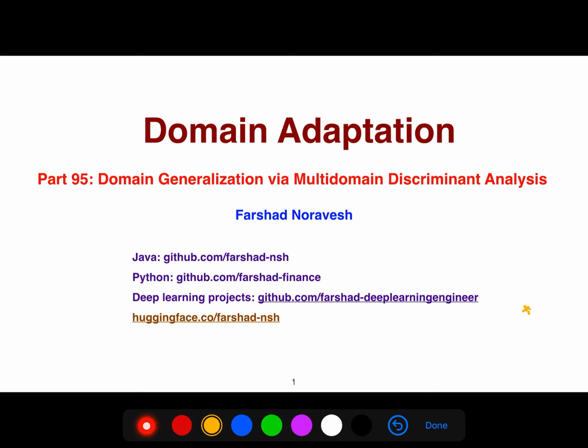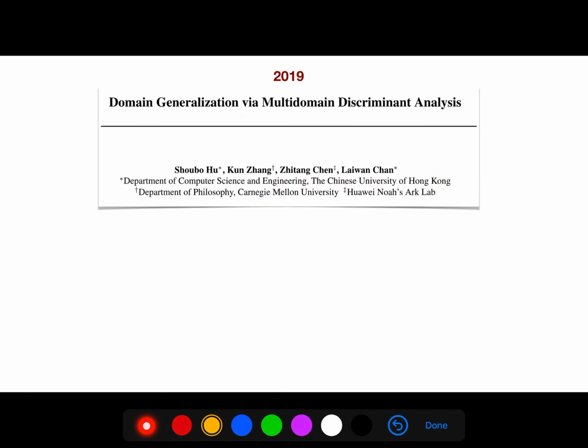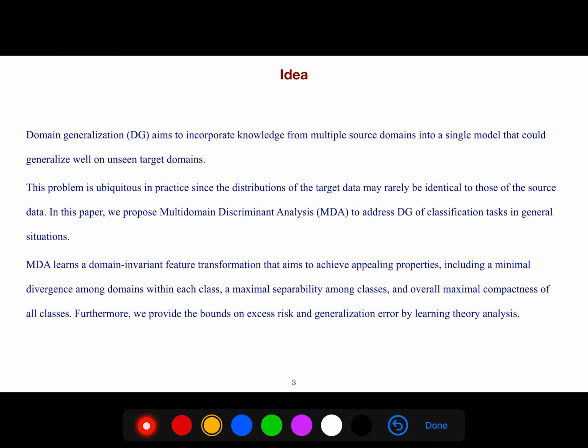Alright, so in this video I'm going to be explaining another important article with the title Domain Generalization via Multi-Domain Discriminant Analysis. This paper is from 2019. Domain generalization aims to incorporate knowledge from multiple source domains into a single model that could generalize well on unseen target domains. This problem is ubiquitous in practice since the distributions of the target data may rarely be identical to those of the source data.